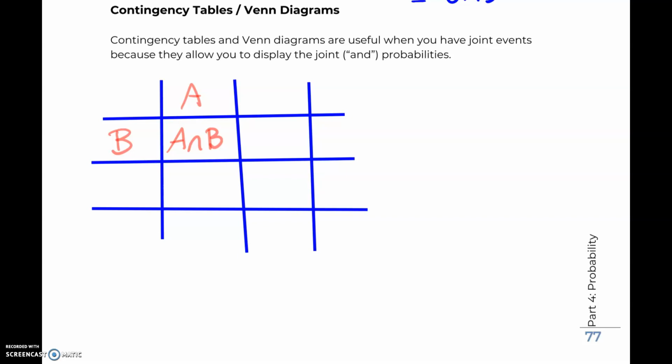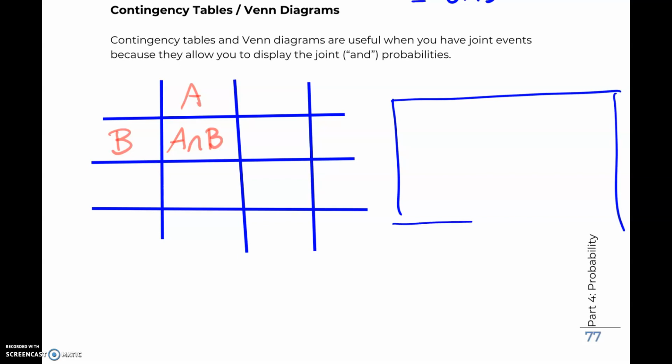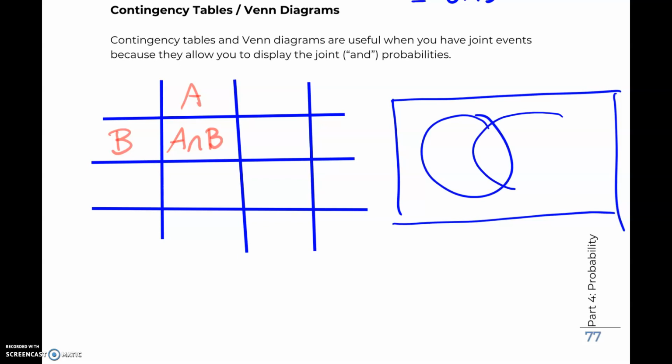Now on a Venn diagram, we're going to draw our sample space. We're going to make our two circles, which are going to overlap. And we have event A labeling one of the circles and event B labeling the other circle. The reason why I like the contingency table is it's just a little more intuitive where the different probabilities go.